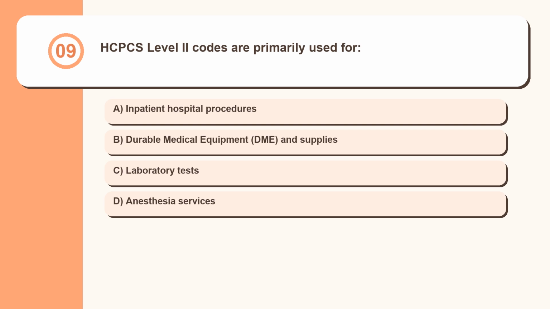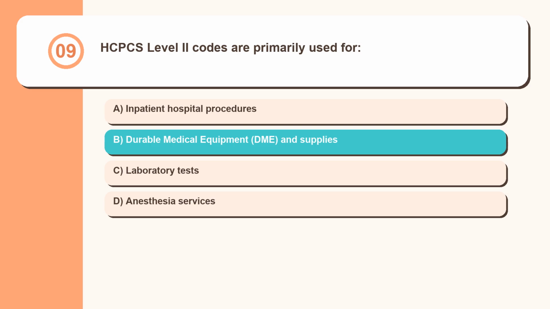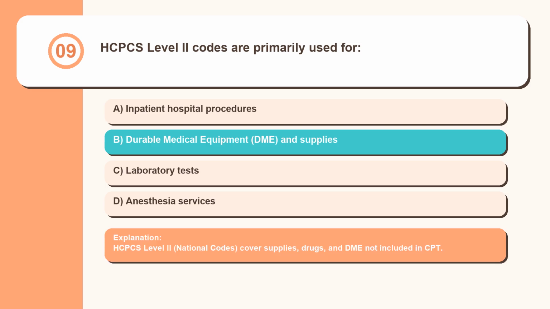Question 9. HCPCS Level II codes are primarily used for inpatient hospital procedures, durable medical equipment (DME) and supplies, laboratory tests, anesthesia services. HCPCS Level II national codes cover supplies, drugs, and DME not included in CPT.